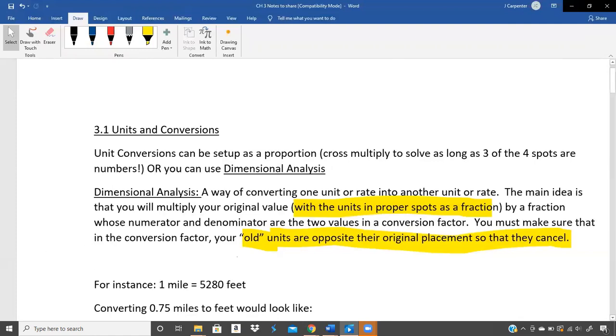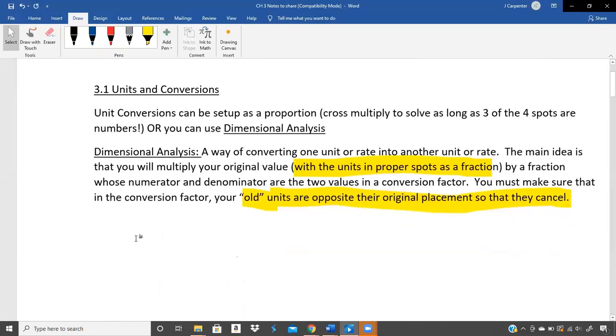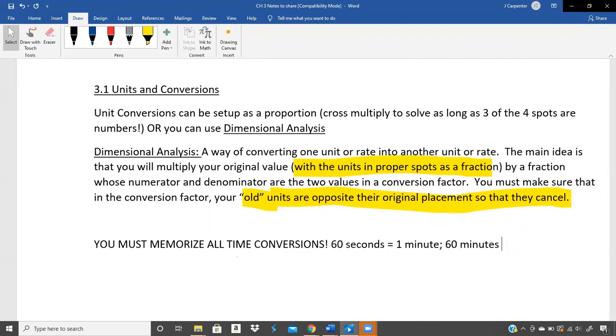So before we get to this example, I said that I will not make you memorize most conversion factors. The only ones that I do ask you to memorize are time. All caps. You must memorize all time conversions. Specifically, the fact that 60 seconds is a minute, 60 minutes is an hour, 24 hours a day.